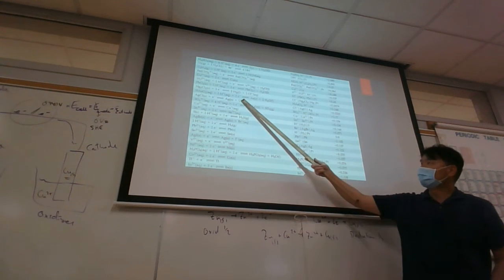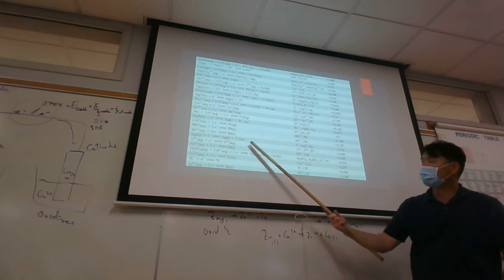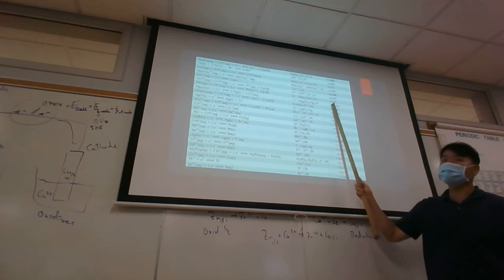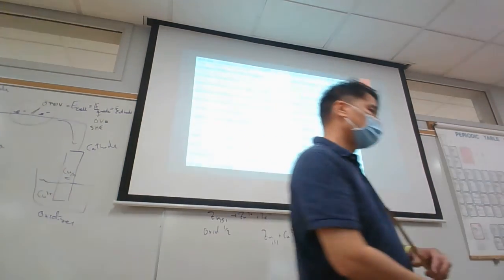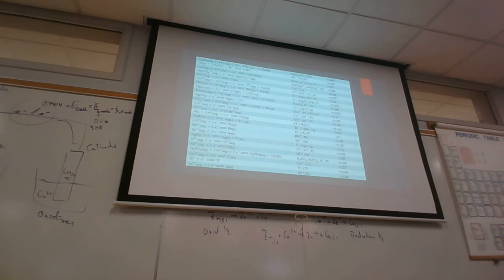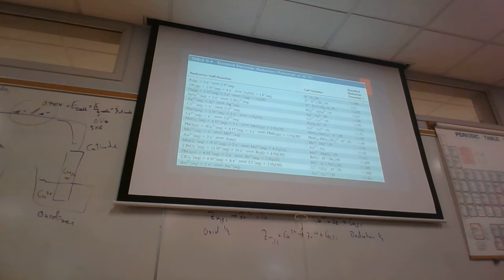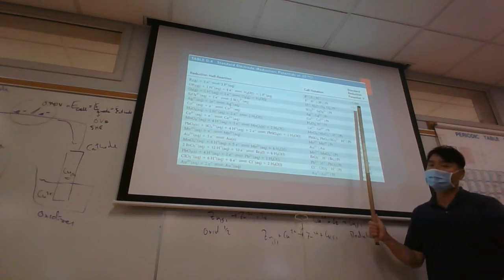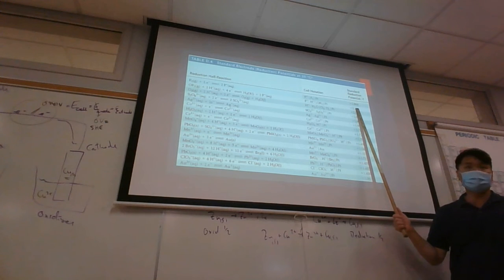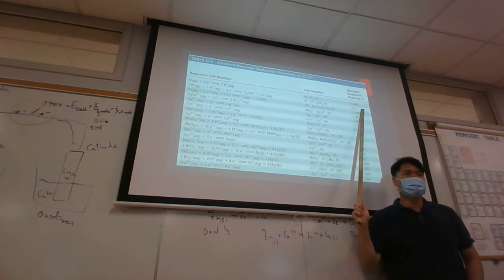Now, these are reduction potentials. If I flip the reaction backwards, it would be the oxidation potential. So if I flip the reaction backwards, then I change the sign on all these. So what species has the highest reduction potential on the chart? Fluorine. What is the reduction potential? Plus 2.866 volts. So fluorine's the strongest oxidizer on the chart at plus 2.866 volts.